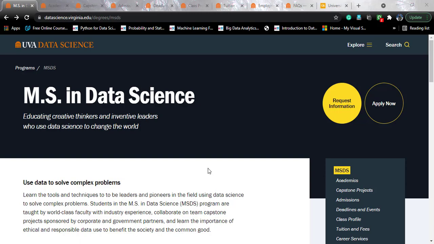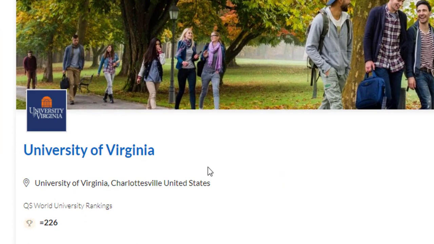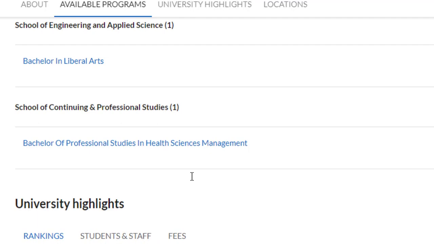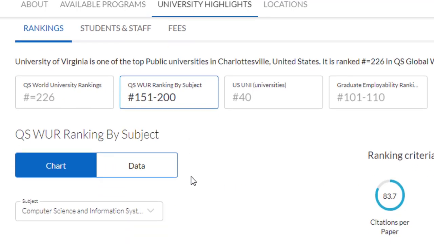Now, if we talk about University of Virginia's profile, University of Virginia is located in Charlottesville, United States, and their ranking is 226 and the status is public, so they have got a lot of funds already. Student to faculty ratio is 8:1, so it's a very decent one, and there are already 2200 international students studying there. Now, if we talk about the subject rankings, they've got a world rank in the rank band of 151 to 200, graduate employability ranking in the rank band 101 to 110, and in the US they have got a rank of 40, because there are a lot of top universities in the US already, so this is one such university which you can target without being too nervous.